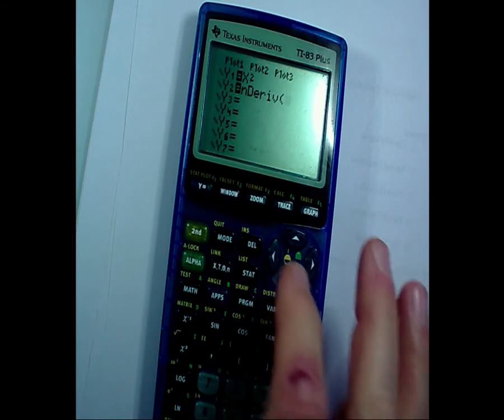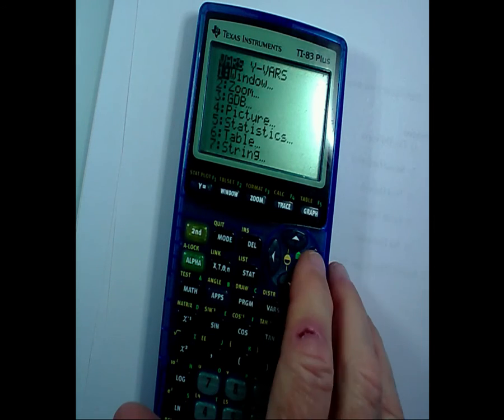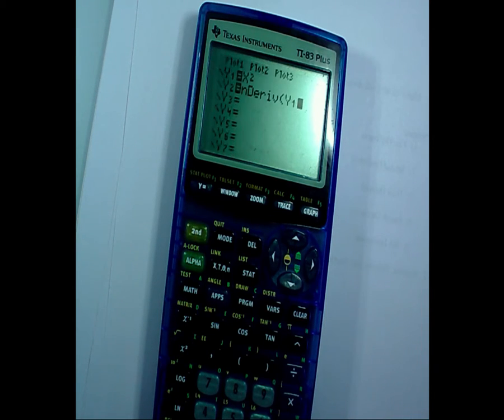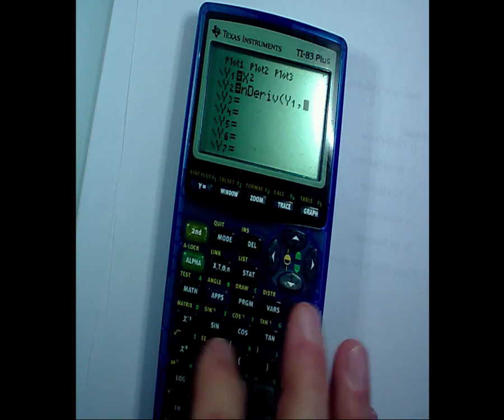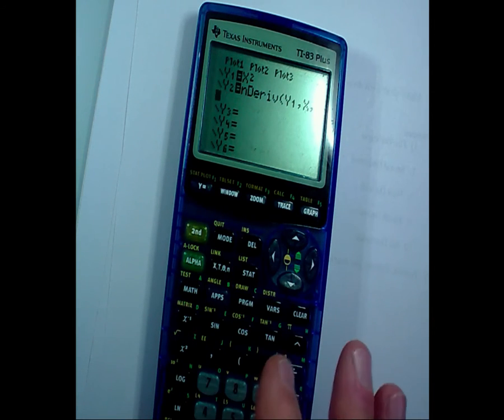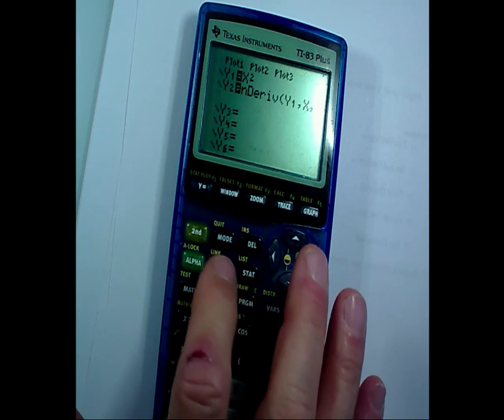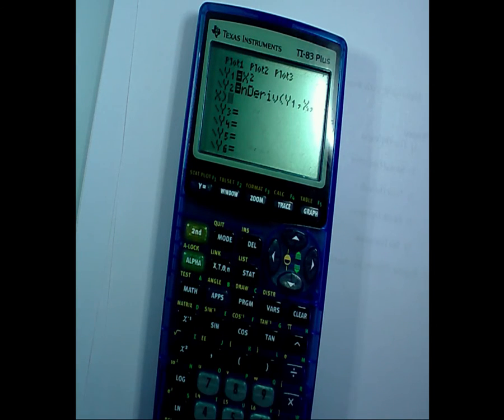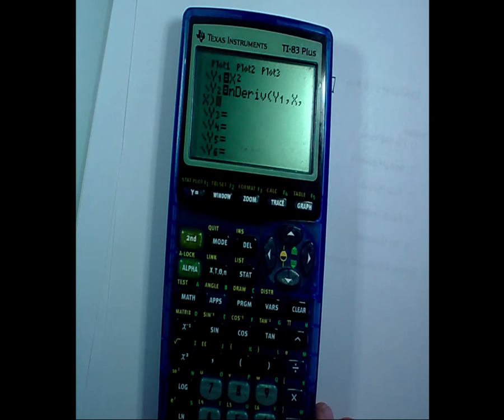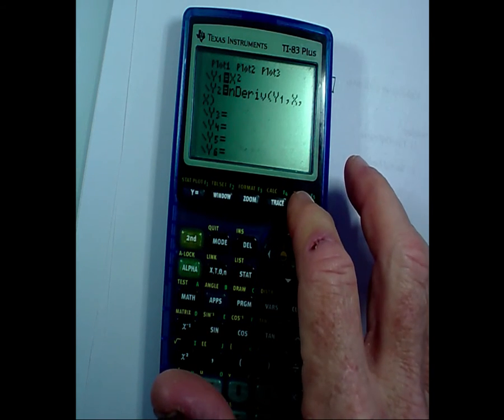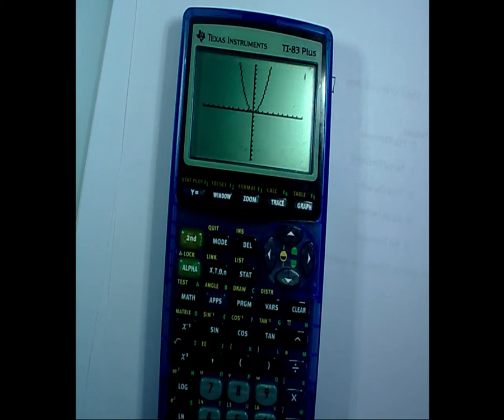So I'm going to go to vars. I'm going to get y1. I'm going to put an x in here, comma, and instead of putting a number, I'm going to put an x again. So you enhanced people, you know what it looks like, right? You'll have y1 and you'll have x in those other two spots. I'm going to hit graph. So there's my function, any day now. Right there is what my derivative looks like.